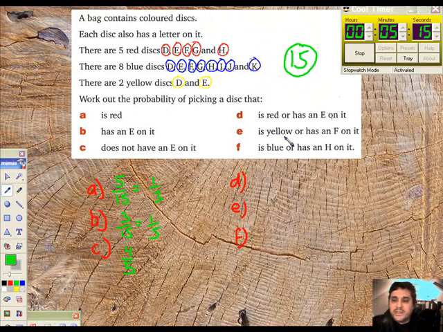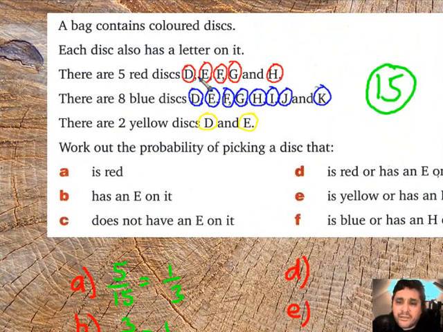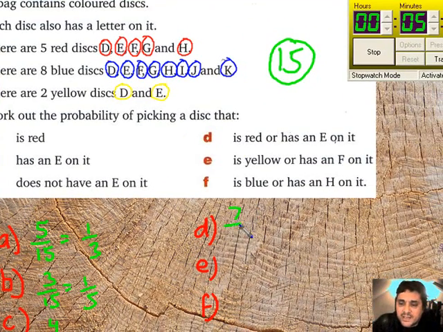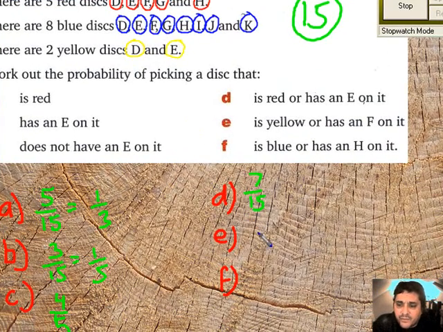Very straightforward. D. It's got to be red or have an E on it. Well, I've got 5 reds straight away. 1, 2, 3, 4, 5. That's got an E. I'm up to 6. That's got an E on it. I'm up to 7. Answer 7/15. Can't simplify it, don't need to really. E. What's the probability that my disc is yellow, or has an F on it? Well, these are my 2 yellows. I can have that F there and that F there. So I've got 4/15. Beautiful, isn't it?